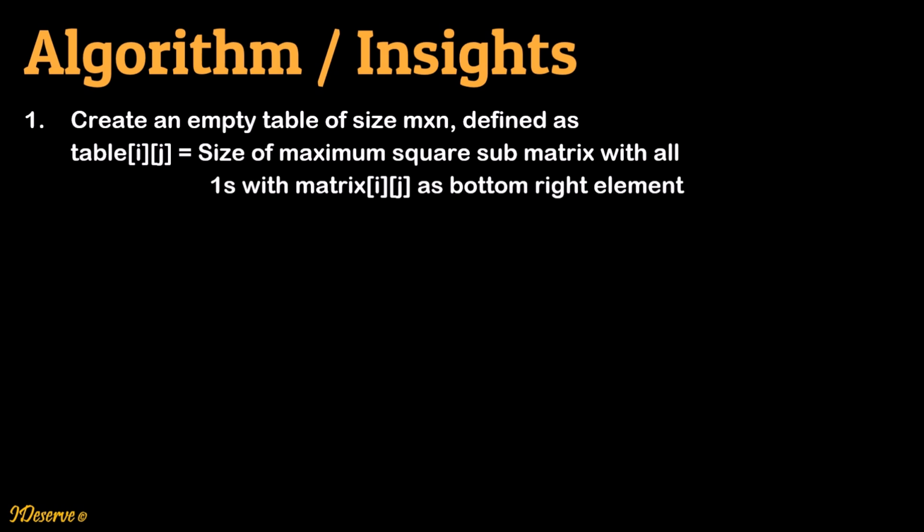We will use dynamic programming strategy to solve this. So first step is to create an empty table of same size as of input matrix, which is m cross n. Now let us understand what each entry of this new table will signify. So value of table ij is size of maximum square submatrix with all ones with matrix ij as bottom right element. Let us visualize this through a diagram.